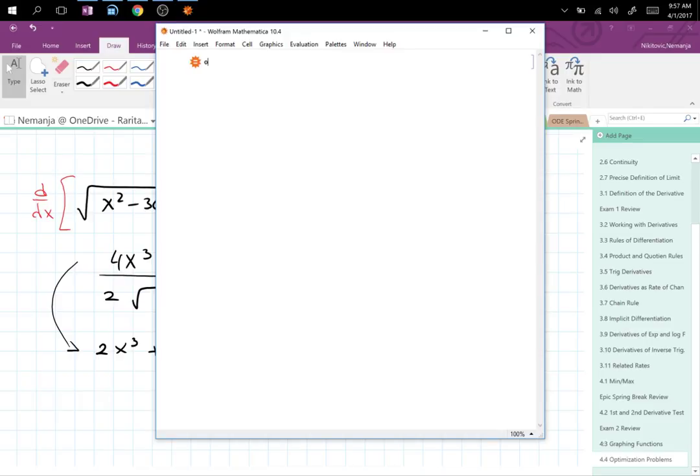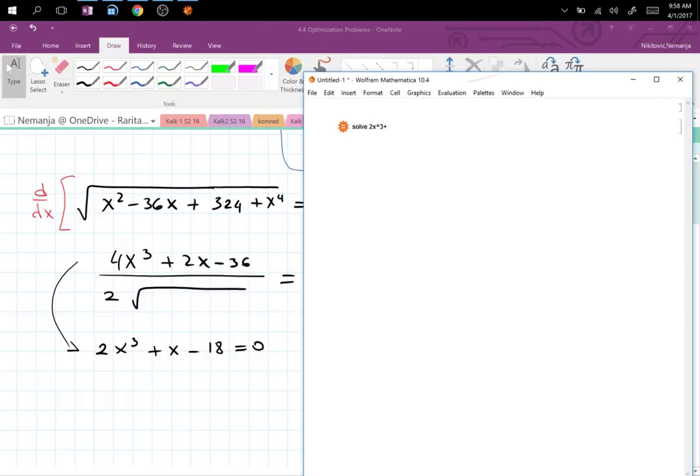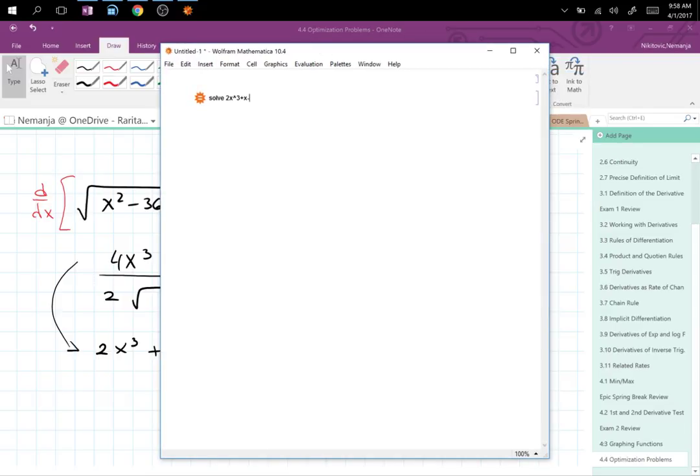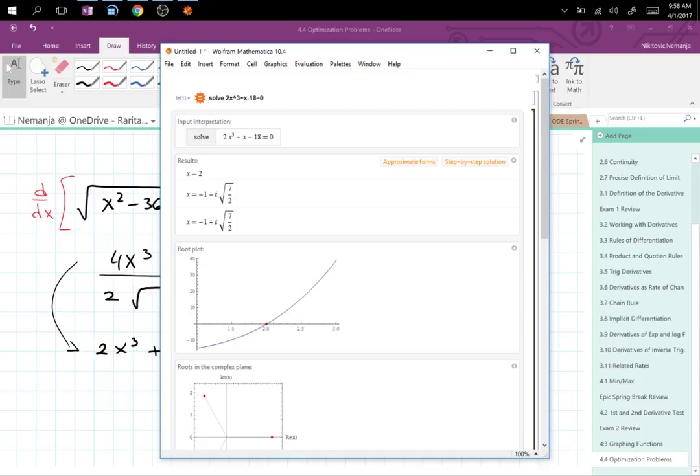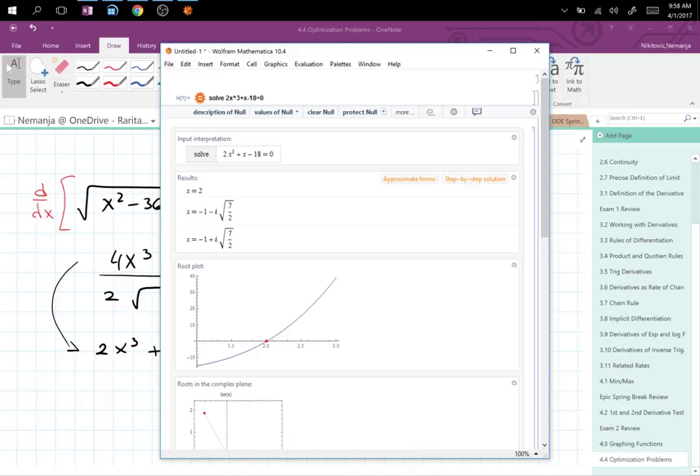Solve 2x cubed plus x minus 18 equal to 0. And you hit enter and then you wait. And then it tells you that the solution is x equals, you have 2 complex solutions and x equals 2. We keep x equals 2.